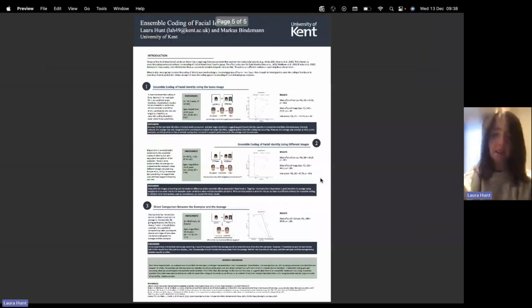So across this series of experiments, we have found evidence that both the ensemble average and the exemplar are encoded at the same time. Whether this is evidence of ensemble coding, or whether the ensemble coding of facial identity results from another mechanism related to face learning, remains unclear.